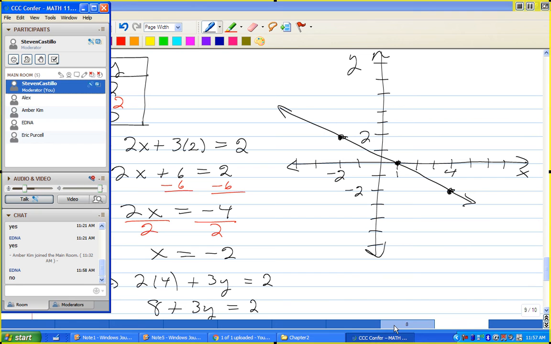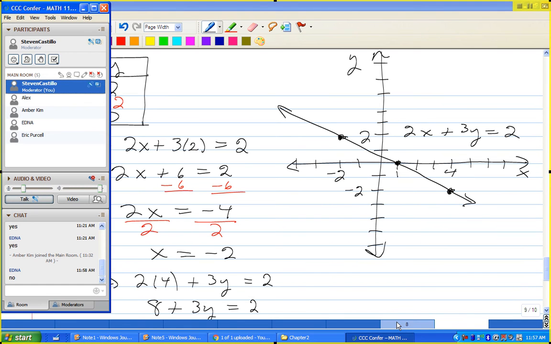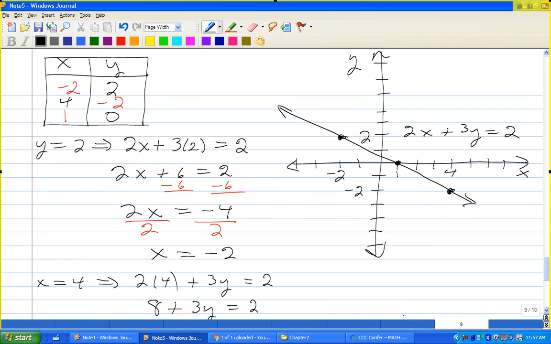Okay, so we have here, this is a sketch of the graph 2x plus 3y equals 2. Okay, so everyone can see this now, right? Yes, okay, good. So that's a sketch of the graph, 2x plus 3y equals 2. Let me do problem 19.